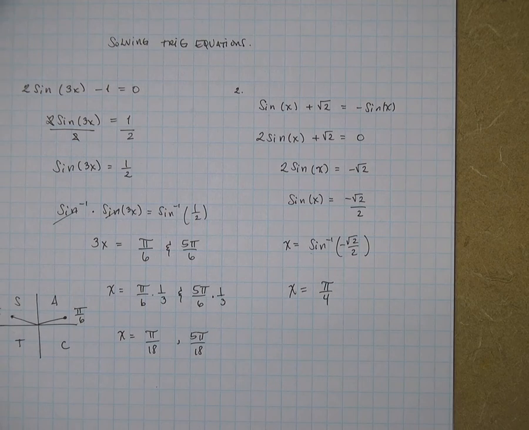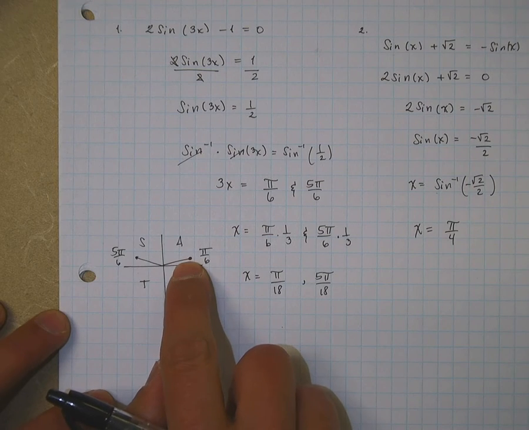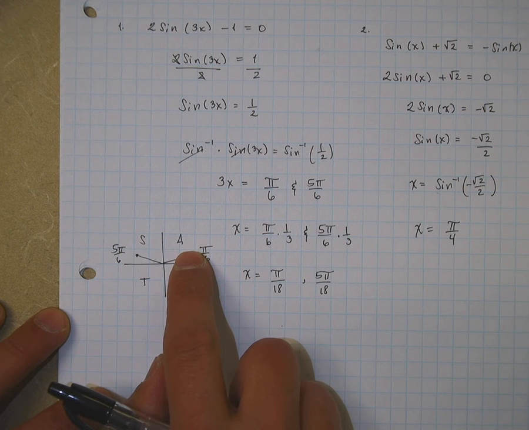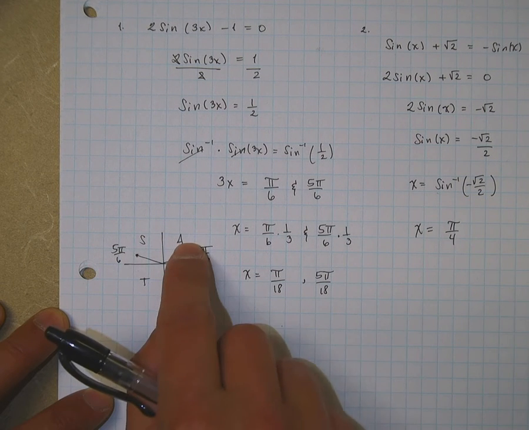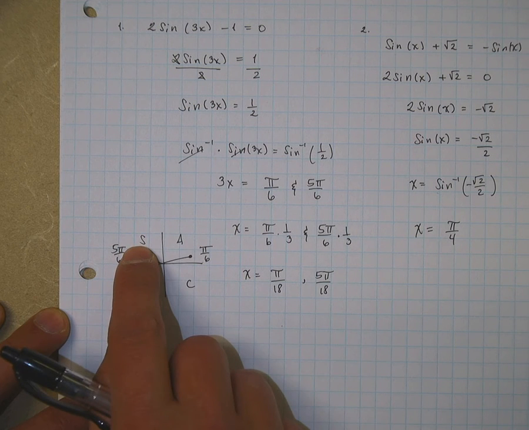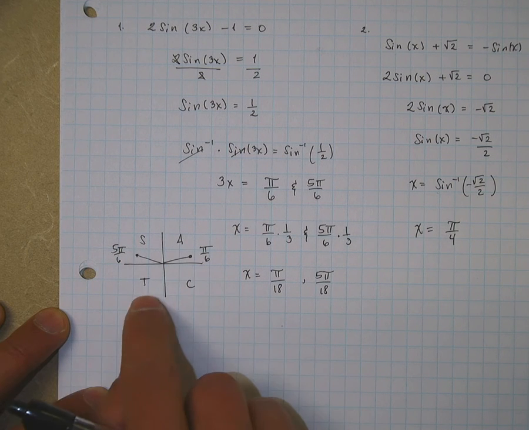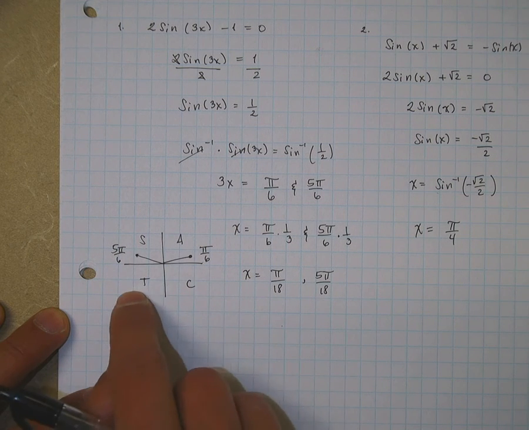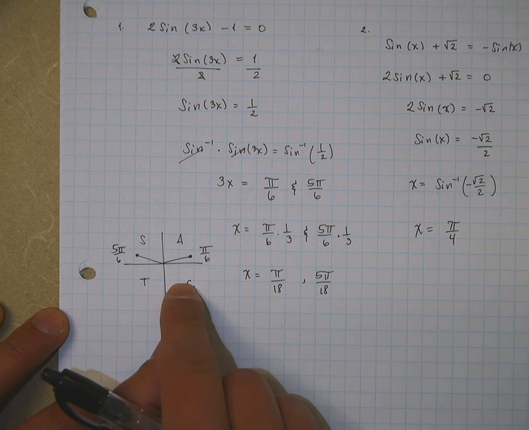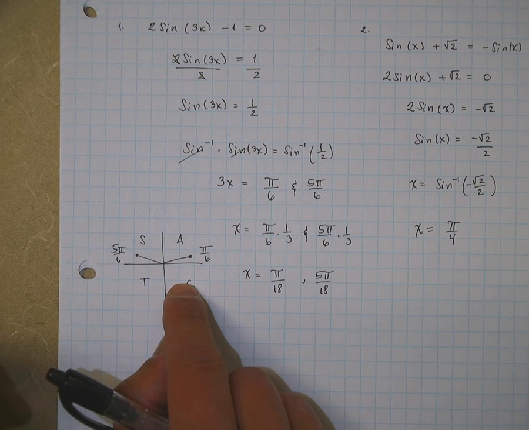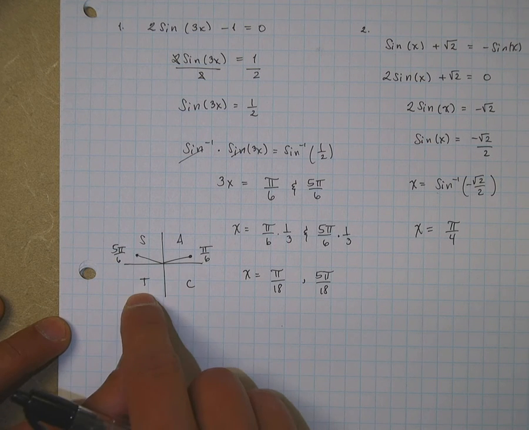If you notice right here, all the trig ratios are positive. I want a negative √2 over 2. See, right here, it doesn't work. Right here, sine is positive. I don't want those. What do I want? I want these two, because right here, tangent is positive, meaning everything else is negative. Right here, cosine is positive, and everything else is negative. So I want negative root 2 over 2.